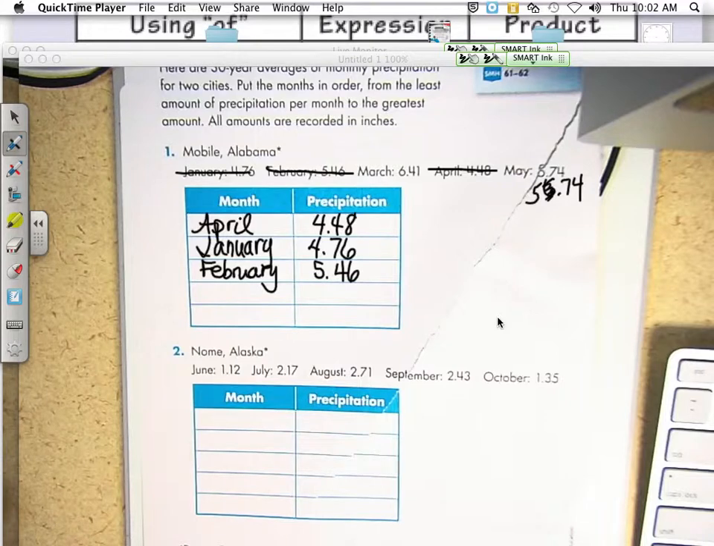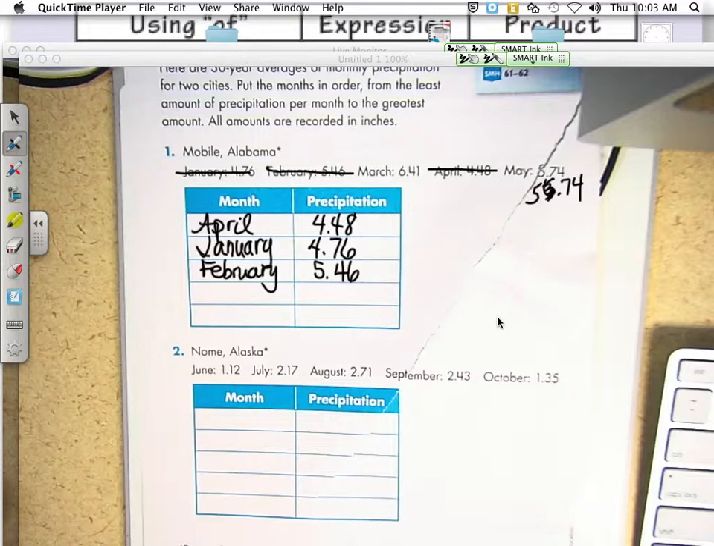What comes next? We have 2 months left. It's either going to be March or May. Which one's going to come next? Tim? March. So March is 6 inches. May is 5 inches. Which is going to come next in order? 5 or 6? 5? Yep.